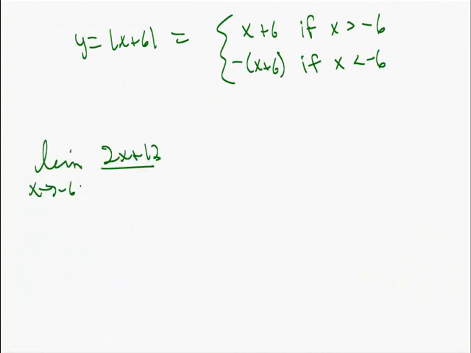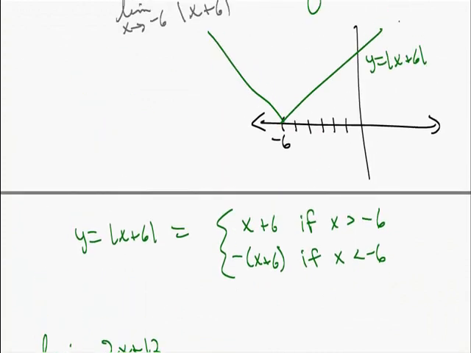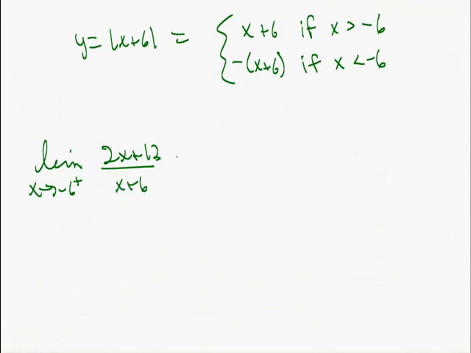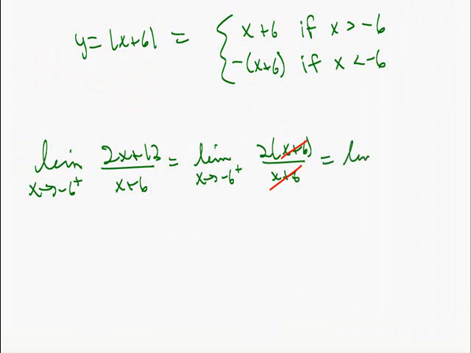If we look at the limit as x approaches negative 6 from the right, when x is bigger than negative 6, we're coming in on this line right here in our denominator function, which is just the line y equals x plus 6. So this is equal to the limit as x approaches negative 6 from the right of 2 times the quantity x plus 6 divided by x plus 6. Notice that those divide to 1, and so we're left with the limit as x approaches negative 6 from the right of 2, which by the constant rule is just equal to 2.